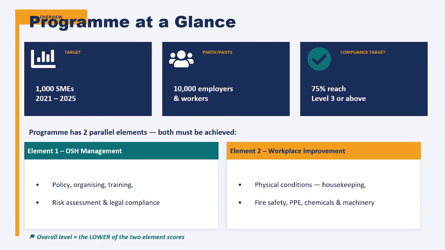And here is the key rule that I want you to remember. The overall level of a workplace is determined by the lower of the two element scores. So if a company scores level 4 in OSH management, but only level 2 in workplace improvement, their overall level is level 2. You cannot have good paperwork and a dangerous workplace. Both must improve together.